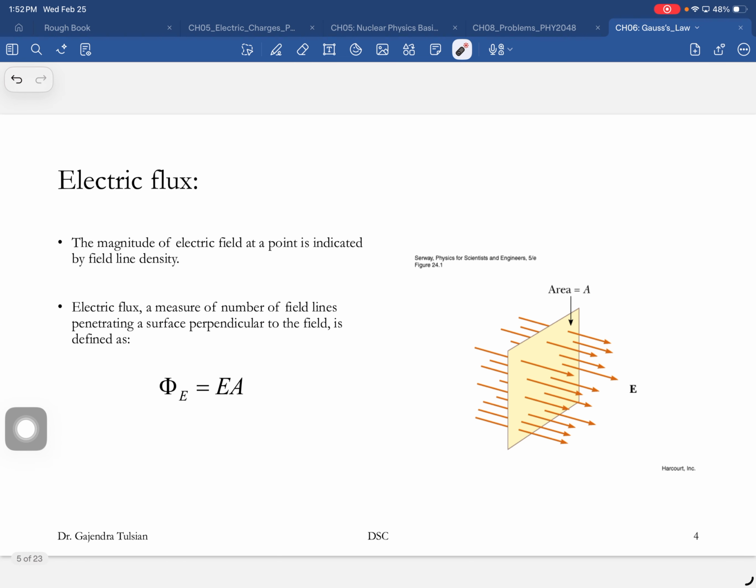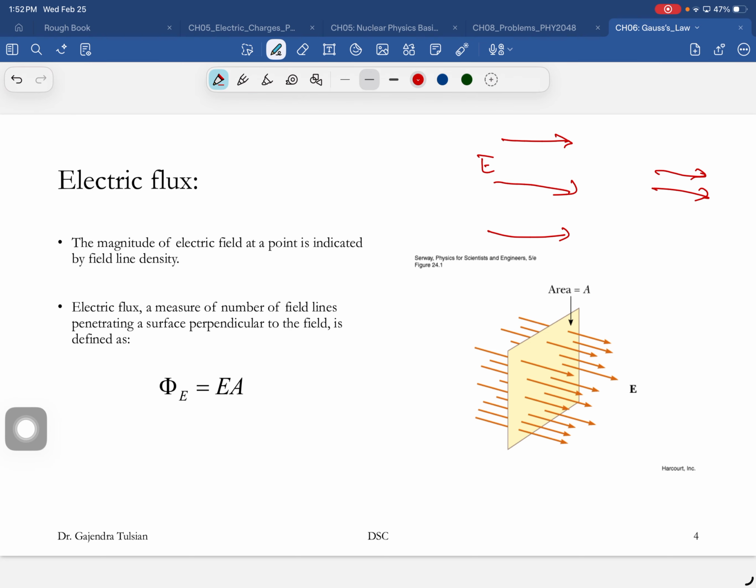All right, in the last chapter you learned that if you have an electric field in a region, the electric field is a vector field, and the way you indicated the field was stronger was by drawing more lines. The density of lines was higher. A weaker field was indicated by a lower density of lines. So this is telling you it's a weaker field here. This is telling you it's a stronger field here.